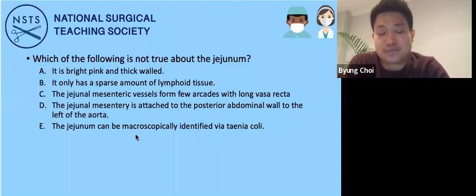And then following on from that, obviously, it would be good to revise and recall the different types of features. But essentially, the jejunum is thicker walled than the ileum.